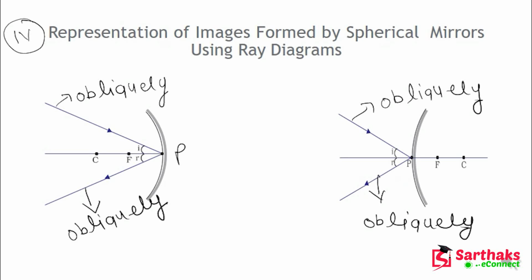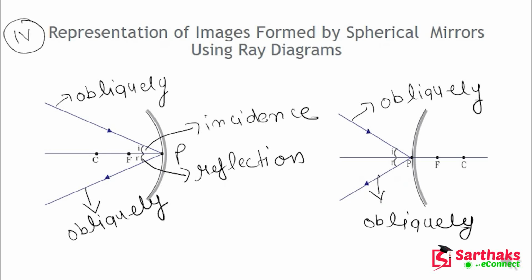Now guys, why is it happening? Because I already told you that the angle of incidence is always equal to the angle of reflection. This rule will always be applicable. This is the angle of incidence, and that is the angle of reflection. So they will always be the same. That's why if a ray strikes point P coming obliquely, then it will go back obliquely, and the angles are always equal. So this is our rule number 4. I hope you got my point.